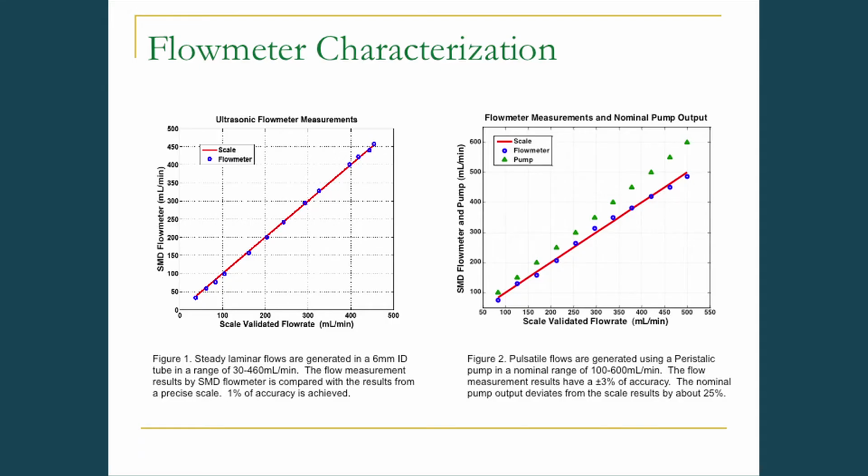This is just characterization testing we did. The graph on the left was a laminar flow. We basically had a constant head of water and measured the flow rate, and then flowed the liquid into a beaker on a scale, and were able to verify the exact flow over a period of time. And we could see there that the results show better than 1% is achieved.